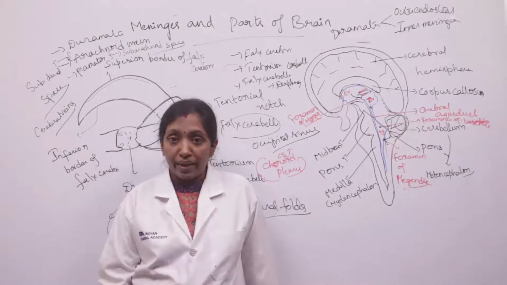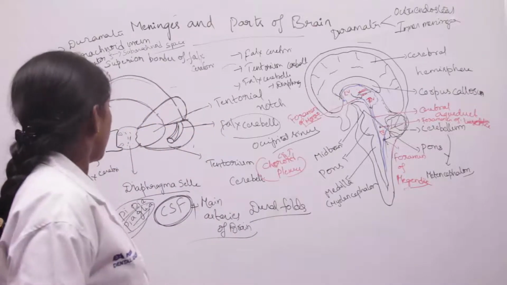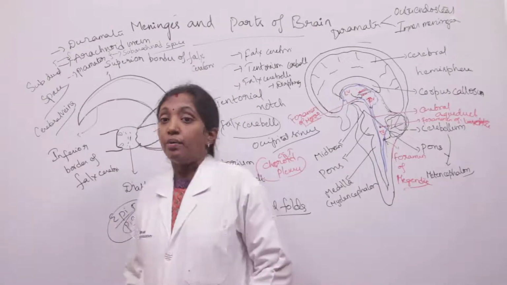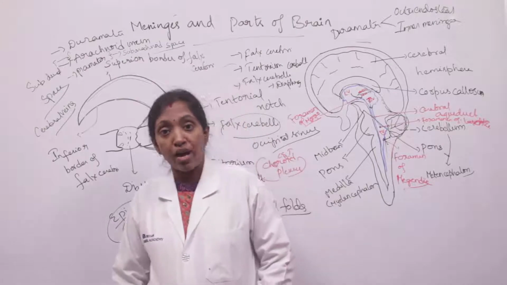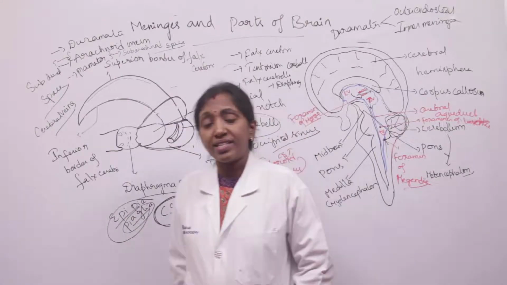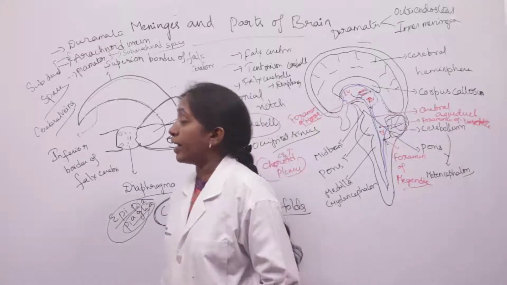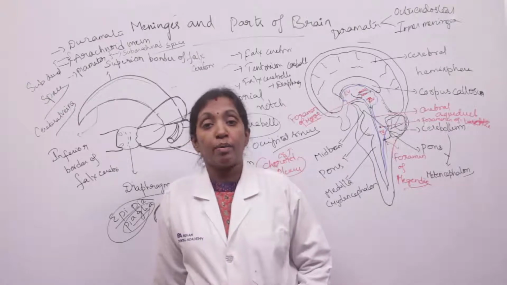Okay, and coming to the next layer, the arachnoid membrane. The space between the dura mater and the arachnoid membrane we call the subdural space. It consists of some cerebral veins and a thin film of tissue fluid. Then after the arachnoid membrane we have the subarachnoid space, which is present between the arachnoid membrane and the pia mater.